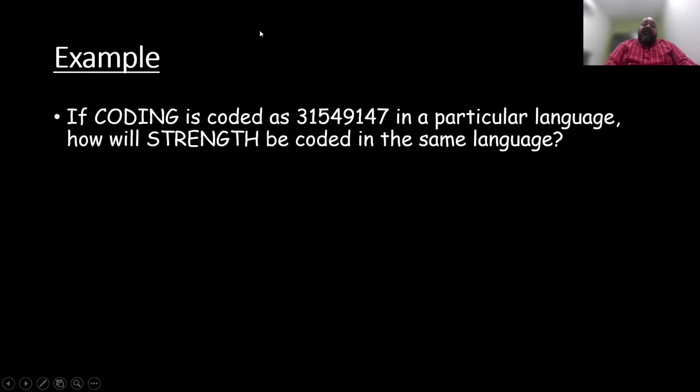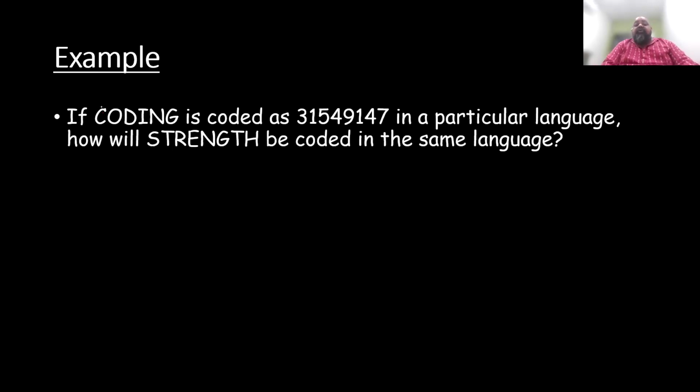For example, if I look at this one, coding is coded as 3154947. Strength will be coded as, again, just a quick look will tell you, this is simply 3. O is 15. D is 4. I is 9. N is 14 and G is 7. So simply the number values of the alphabets have been written.